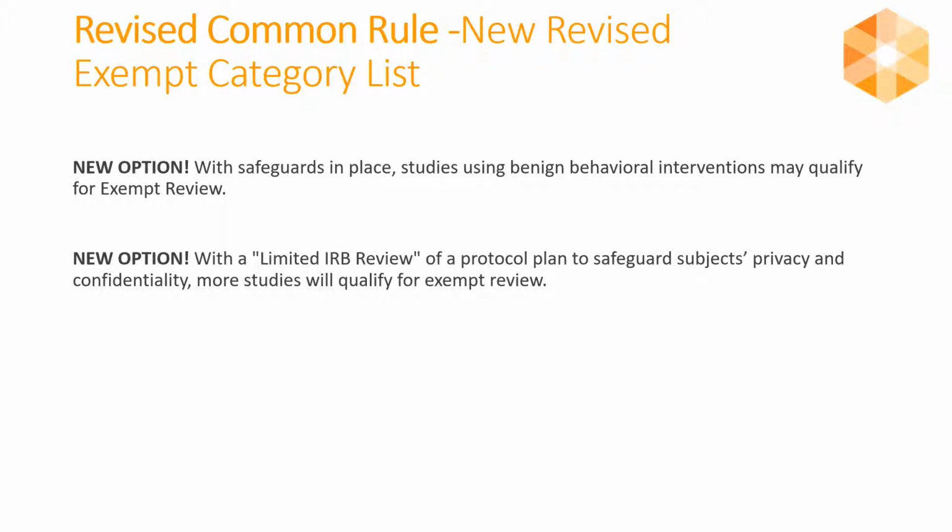Now, if we look at the new revised exempt category lists, while in the pre-2018 rule, there are approximately 6 to 8 exemptions that you'll see between the pre-2018 rule and the revised Common Rule. Basically, they were put in place to ensure safeguards are there, and studies are using the right interventions within their studies.